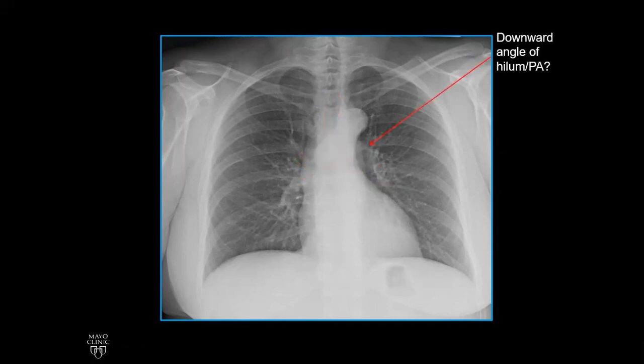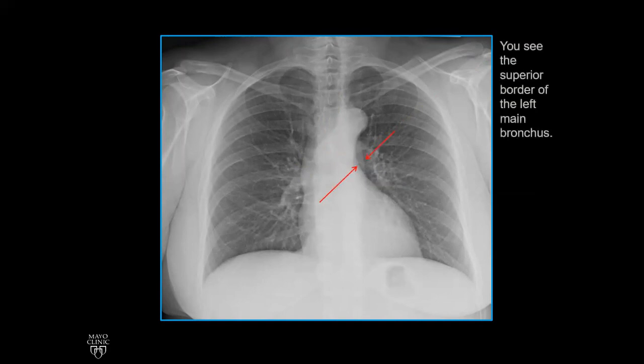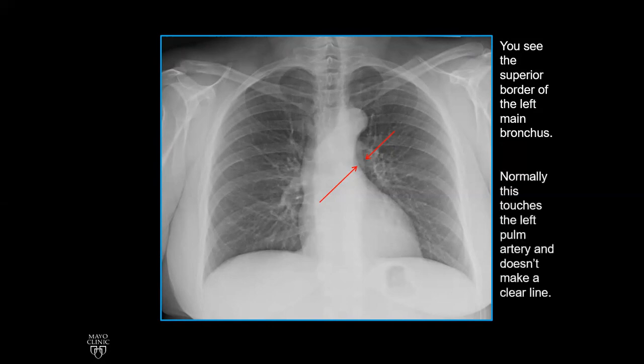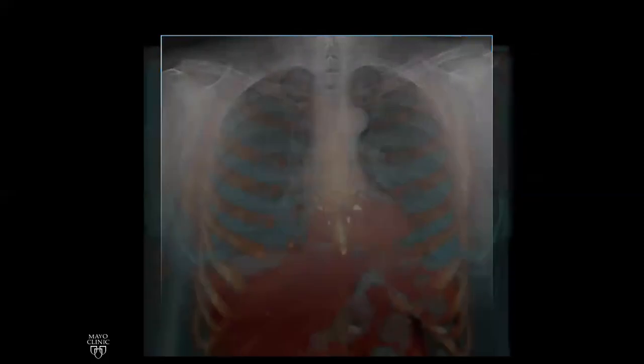There's a downward angle of the hilum, and you can see the superior border of the left main bronchus. Now, you normally don't see that because the left pulmonary artery is touching the superior border of the left main bronchus, which means that you don't normally see that line. So normally this touches the left pulmonary artery and it doesn't make a clear line.